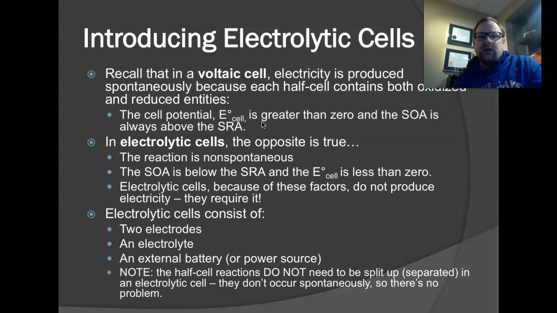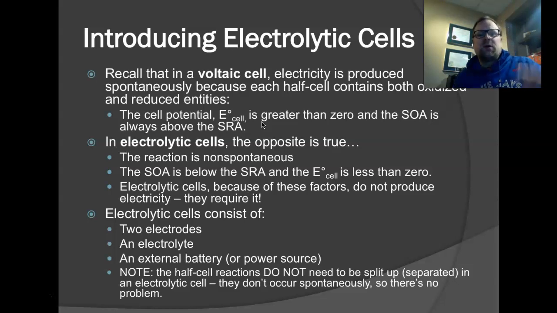In electrolytic cells, some of this is opposite. But they still operate in the same way, so we're going to get to that. Please don't walk away from this thinking voltaic and electrolytic are opposite. They're not. There are some things that are opposite, but there are also some things that are very similar between the two.